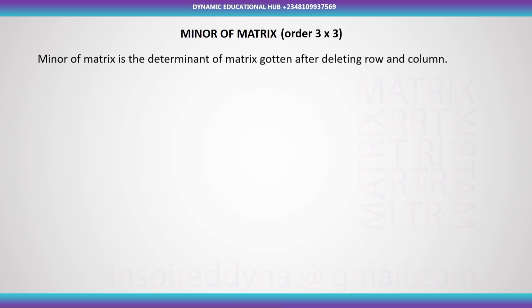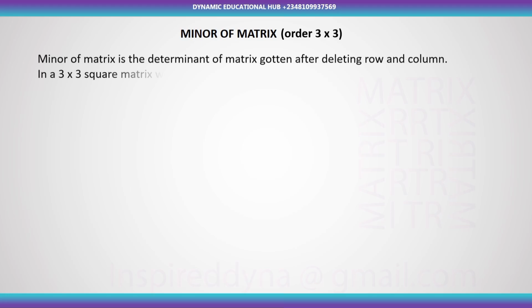Let's talk about 3 by 3 matrix. Minor of a 3 by 3 matrix is the determinant of the matrix gotten after deleting row and column. It's similar to determinant. The only difference here is we are deleting row and column. Now for minor of 3 by 3, you are going to reduce your matrix to 2 by 2 like we did in determinant. Determinant is actually different from minor. Now for this, if it is 4 by 4, it means you will reduce it to 3 by 3, then reduce it to 2 by 2.